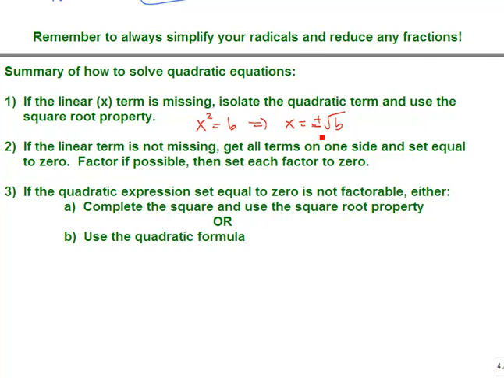If there is a linear term, then get all your terms on one side and get a 0, and try to factor. If it factors, set each factor to 0 and you're done. If there is a linear term and it doesn't factor, then your two choices would be to complete the square and then use that square root property, or you could use the quadratic formula.